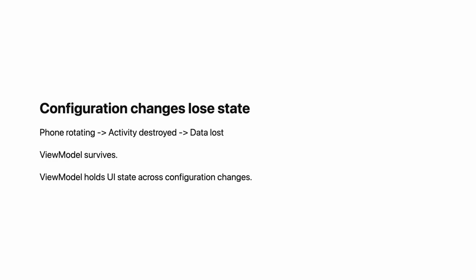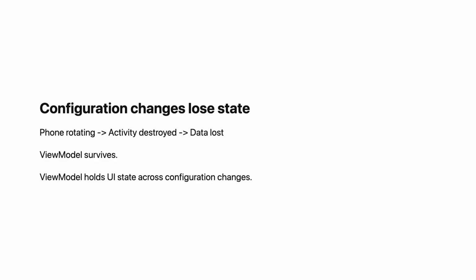Configuration changes destroy activities. Rotate the phone, the activity is destroyed and recreated. Your data is gone. User was filling a form, text lost. You can save state in bundles, but that is limited. Only small data, only primitives and parcelables. UI-related data needs to survive: loading states, fetched lists, user inputs, but it should not persist forever.